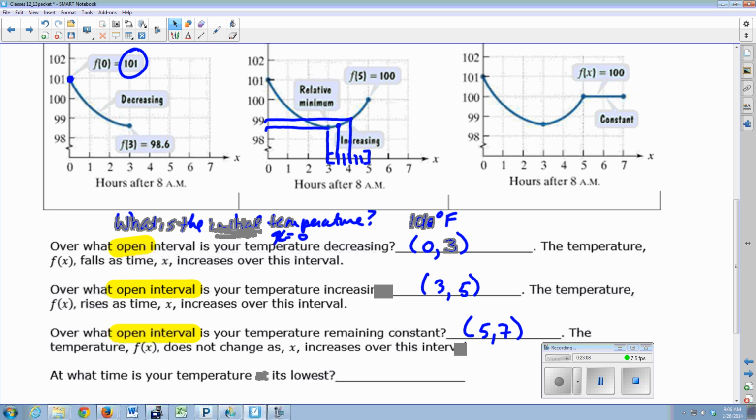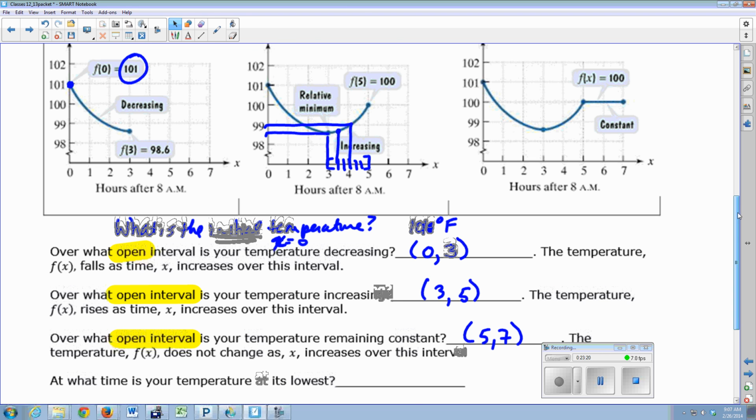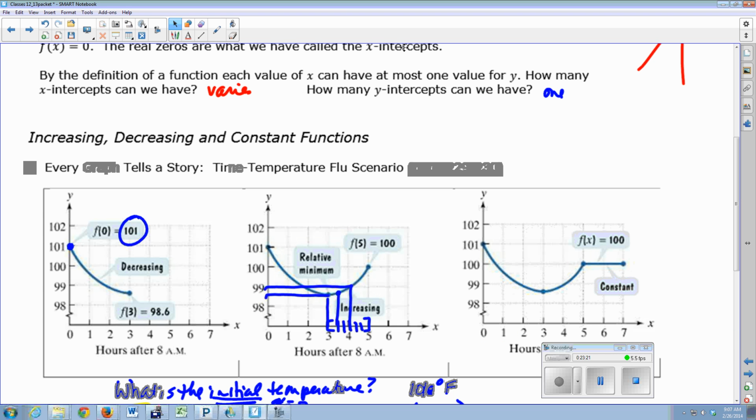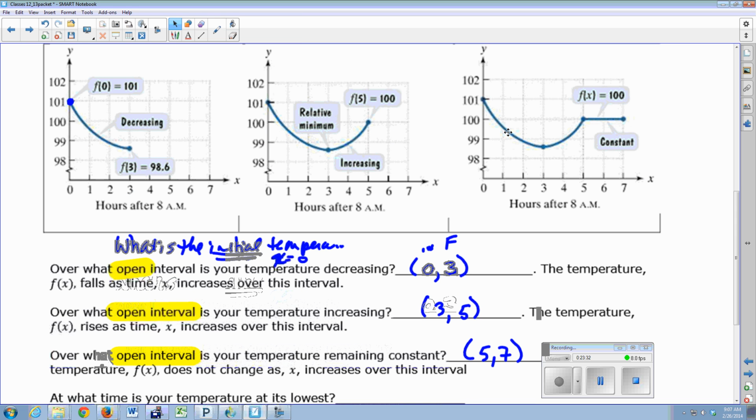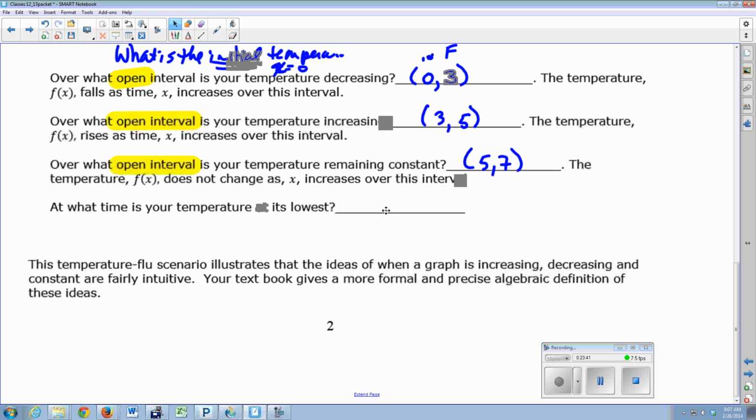All right, now the other idea that we have here goes along with this question. At what time is your temperature at its lowest? So if you go back here and you look at all 3 of these, what time is your temperature the lowest? Let's take all this out. So if you look at these graphs, what time is your temperature the lowest? Time, 11 a.m., which is 3 hours after 8. If you read your scale, it's at 11 a.m.